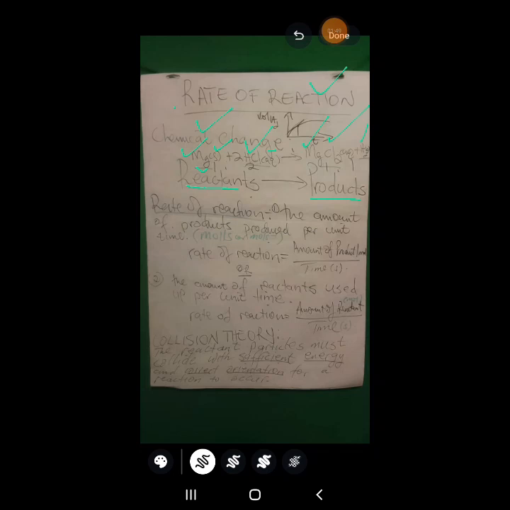Now, what is the rate of reaction? The rate of reaction can be defined in two ways. One, it is the amount of products produced per unit time. So we can measure the rate of a chemical reaction by means of measuring how much of the products is being produced per unit time. Mathematically speaking, we can say the rate of reaction is equal to amount of product divided by the time. So it can be the amount of products in mole divided by the time in seconds.